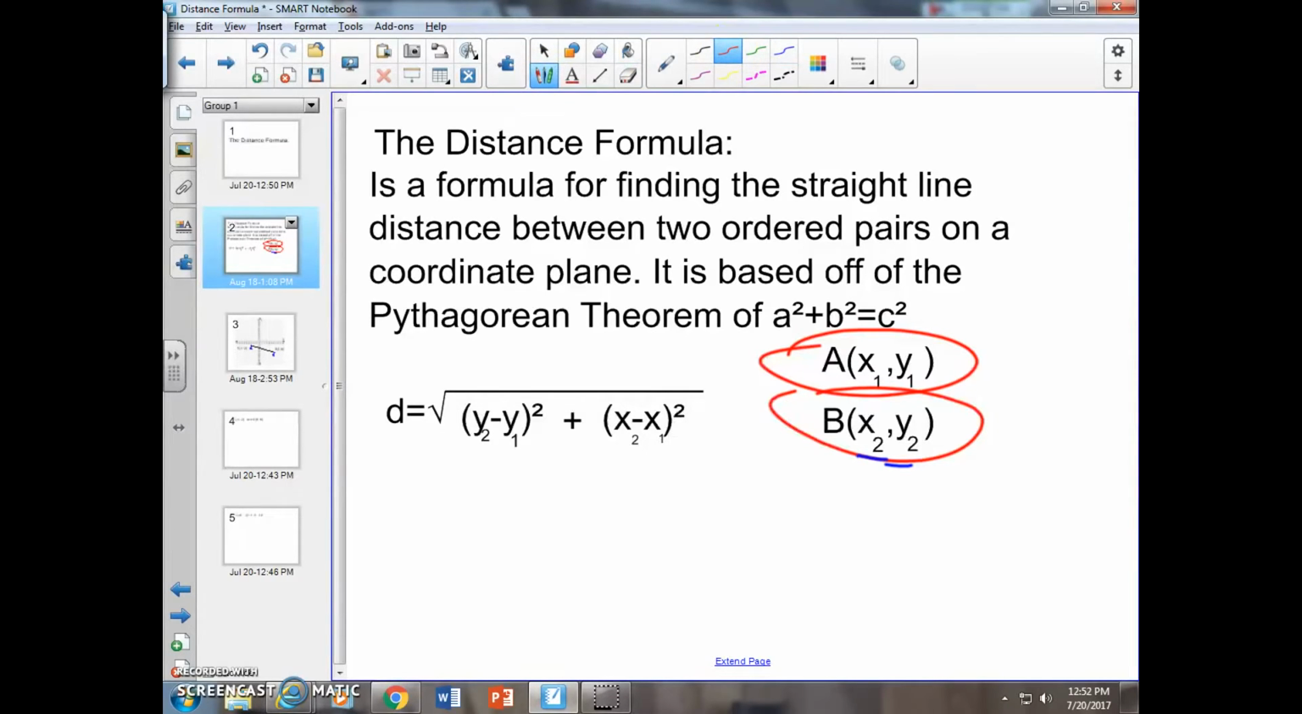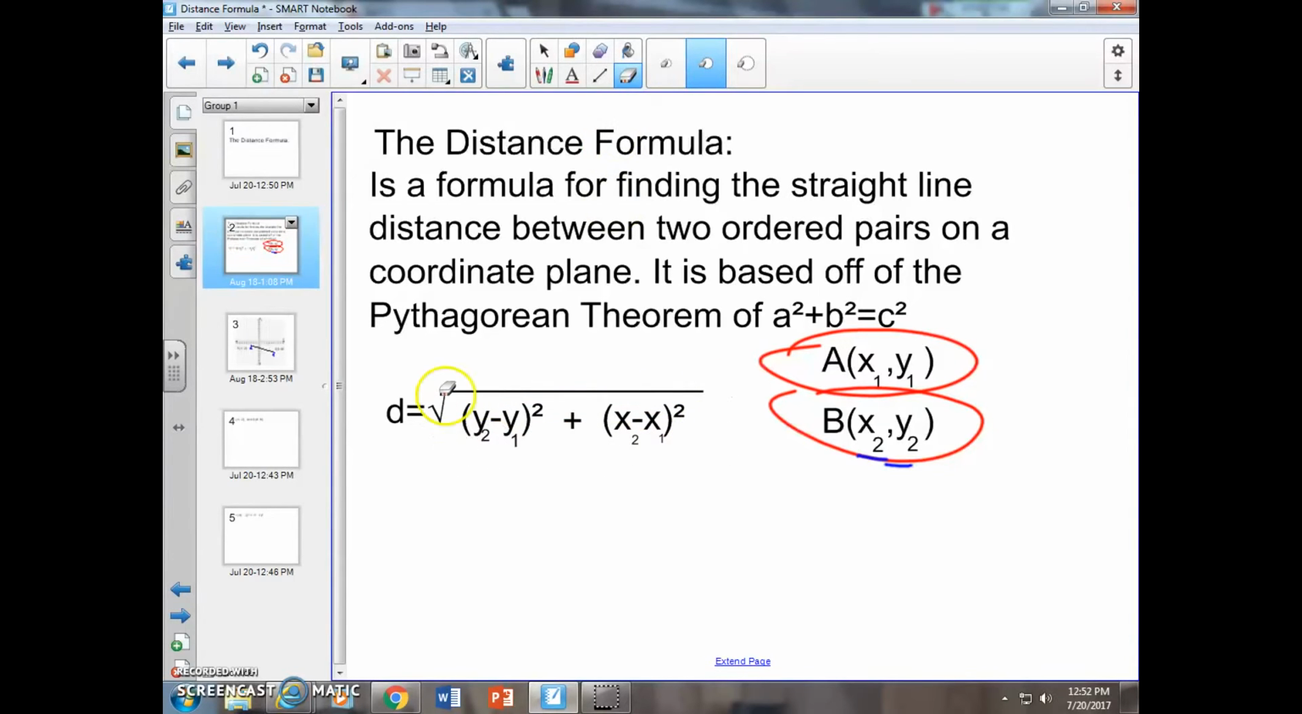the square root of, notice it's the square root of this whole part under here. Then you open parentheses, the second value of y minus the first value of y, close parentheses, square that answer. To that you are going to add, in parentheses, the second value of x minus the first value of x, close parentheses, and square it. It's a little bit of computation, but it is actually a fairly straightforward formula.